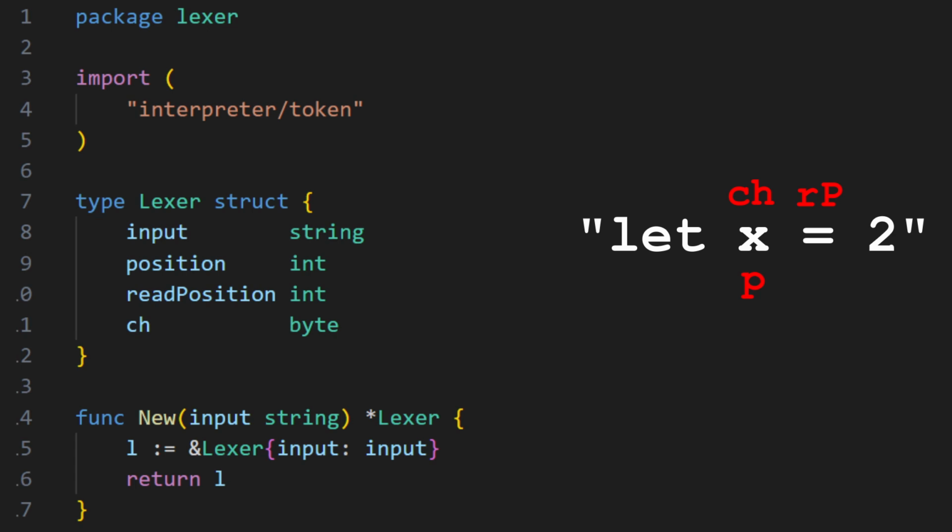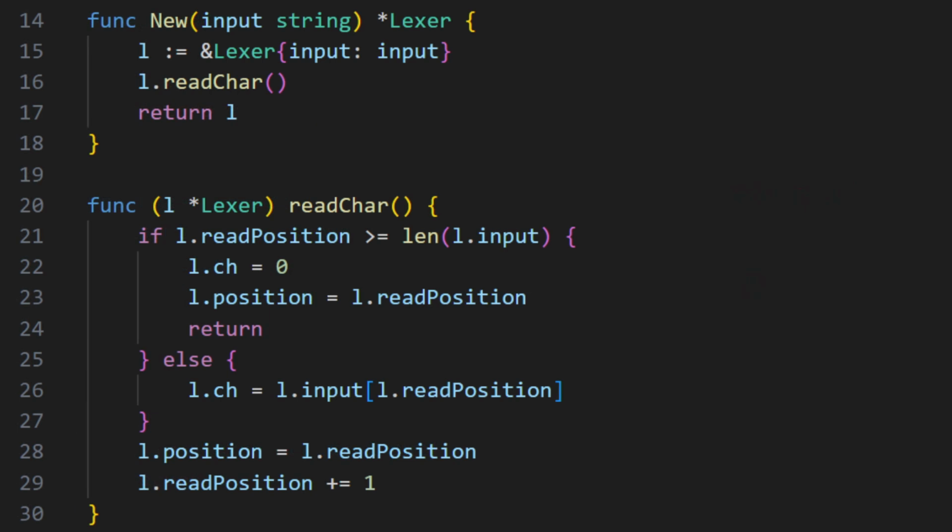Next, let's create a method that will consume one character of our input. Let's call it readChar. First, we check that we have source code left to consume. If we don't, we set our character equal to 0, which will signify that we are done. If we do have more source code, we will consume the very next character and store it in ch. We then increment position and read position. Remember that position will keep track of the last consumed index of our input, whereas read position will allow us to look at what is coming next.